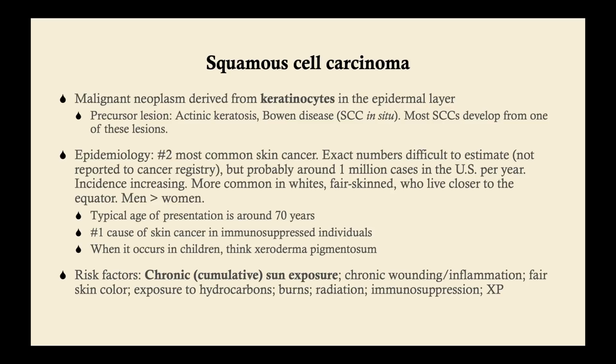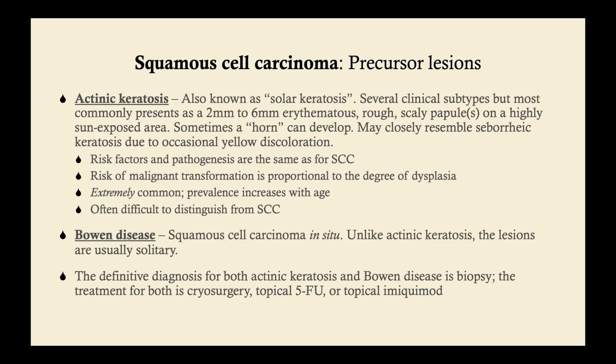And not only that, but people who are organ transplant recipients have an increased risk of death if they do get squamous cell carcinoma. It tends to be more severe. Some precursor lesions. So actinic keratosis. This is also known as solar keratosis. There are a lot of different clinical subtypes, but the most common way that this presents is a 2 to 6 millimeter erythematous rough scaly patch on a highly sun-exposed area.